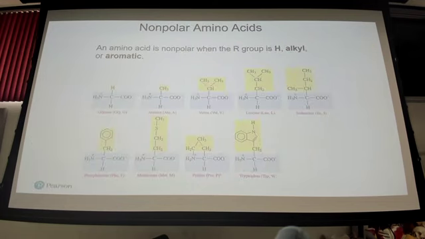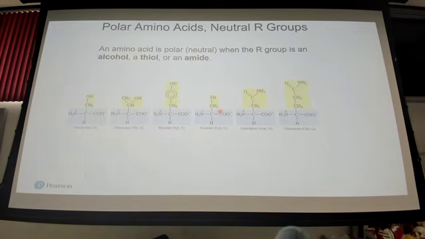So remember the different functional groups found in each of the categories of the amino acids. The nonpolar ones, they don't like water. They include that aromatic ring, hydrogen, and the alkyl, which is carbon and hydrogens. Polar ones interact with water. They contain amides, a thiol group, which is the sulfur and hydrogen, and an alcohol.